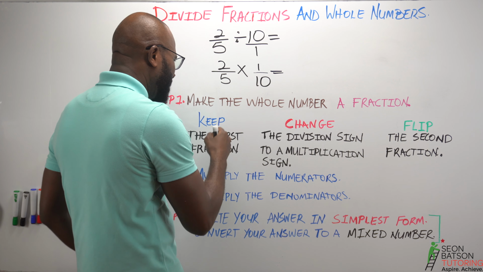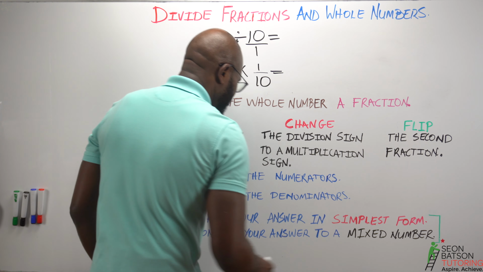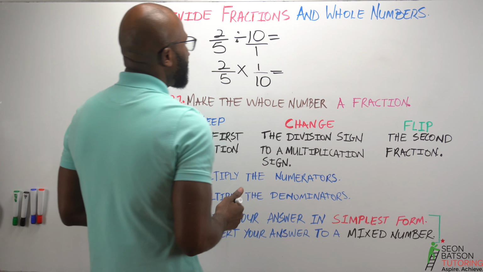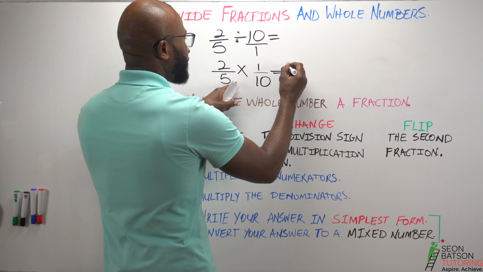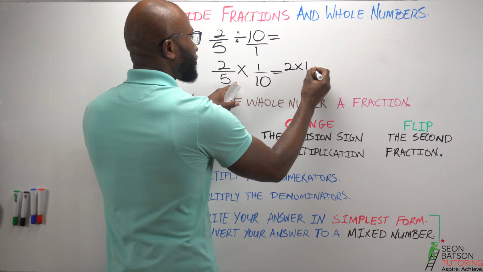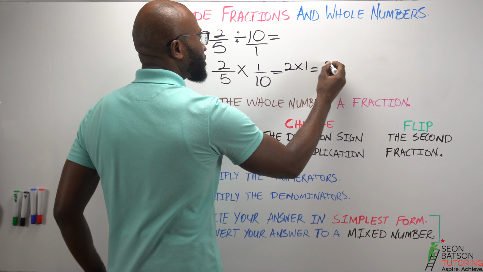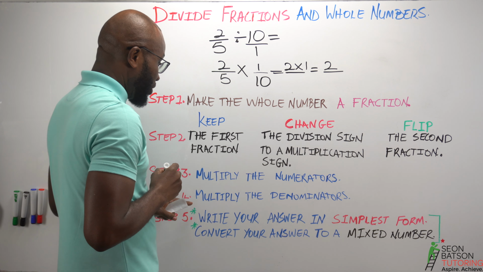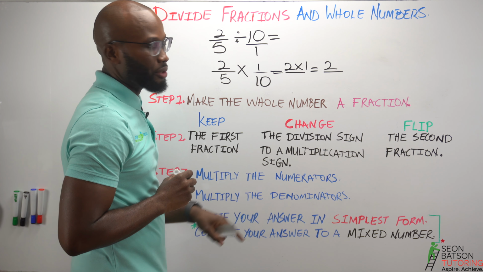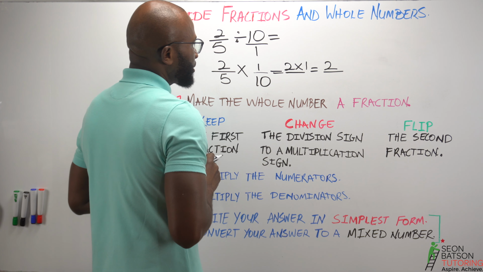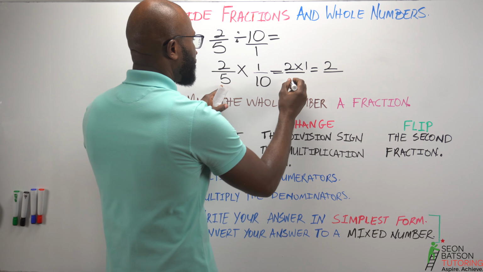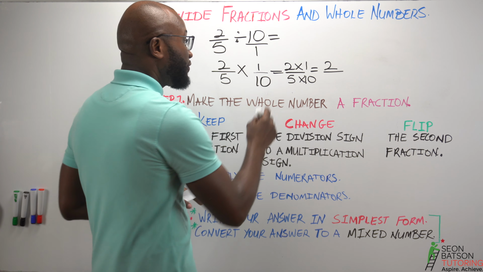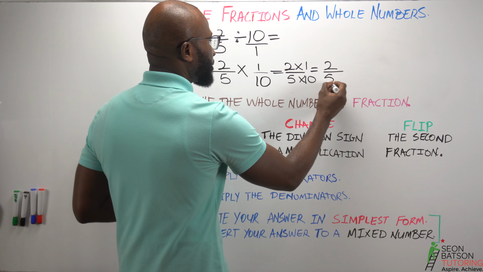So we are done keeping and changing and flipping. So we are going to multiply the numerators. The numerators in this example are 2 and 1. 2 times 1 will give us 2. Then we will multiply the denominators. The denominators in this example are 5 and 10. So we will multiply 5 and 10. 5 times 10 is 50.